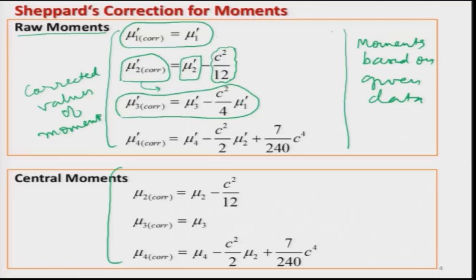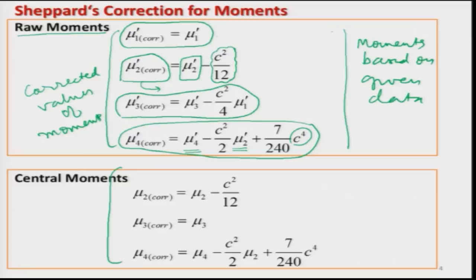And similarly, in the case of fourth raw moment, the fourth raw moment after taking care of the grouping error is obtained by fourth raw moment minus c square by 2 times second raw moment plus 7 by 240 into c raised to power 4, where once again c is the width of the class interval.